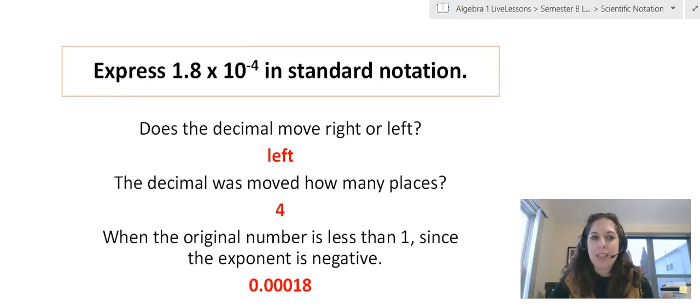So again, going the other way, if I have express 1.8 times 10 to the negative 4 in standard notation, so this time I'm going from scientific notation and I want to put it in that expanded form. First off, because I have a negative exponent here, I know my value is going to be small, and I'm moving my decimal to the left. I'm moving it to the left 4 places because it's negative 4. So that would give me 0.00018.